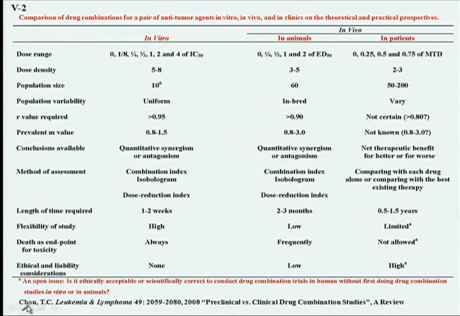Here I have a very strong statement. An open issue: is it ethically acceptable or scientifically correct to conduct a drug combination trial in human without first doing drug combination in vitro or in animal? So this is my open question.